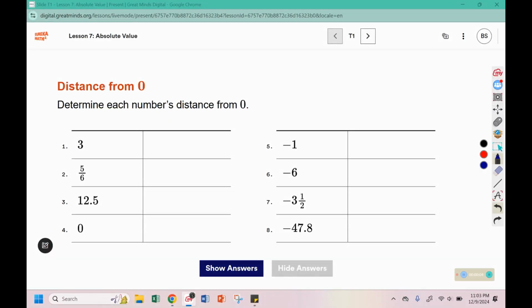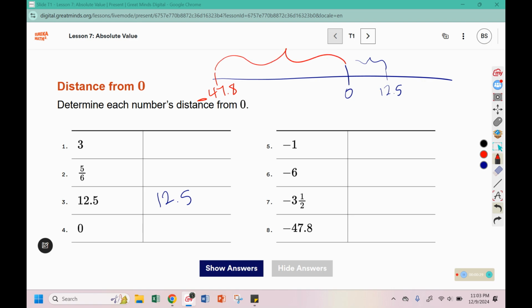Determine each number's distance from 0. If I had a number line here, 12.5 is to the right of 0. The distance from 0 is 12.5. If I had negative 47.8, the distance from 0 is 47.8. It's just to the left.